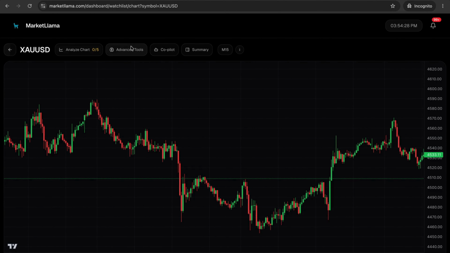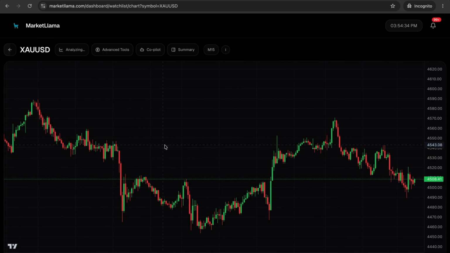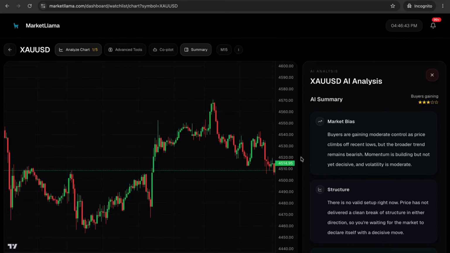This is your XAUUSD chart. To use the Analyze Chart feature, click the Analyze Chart button and wait for the AI to generate the current market data. Here it says, Market Bias.